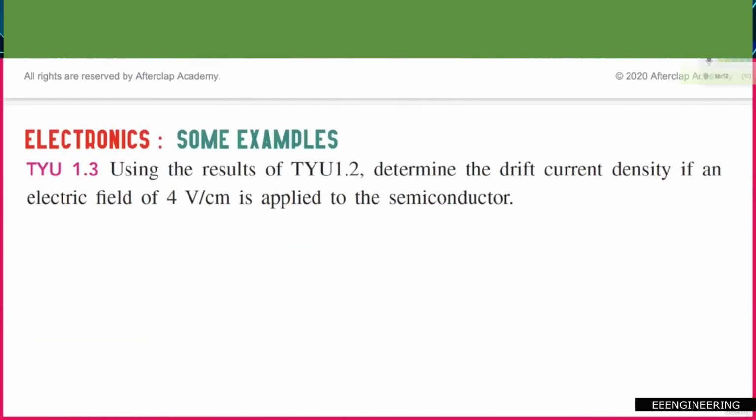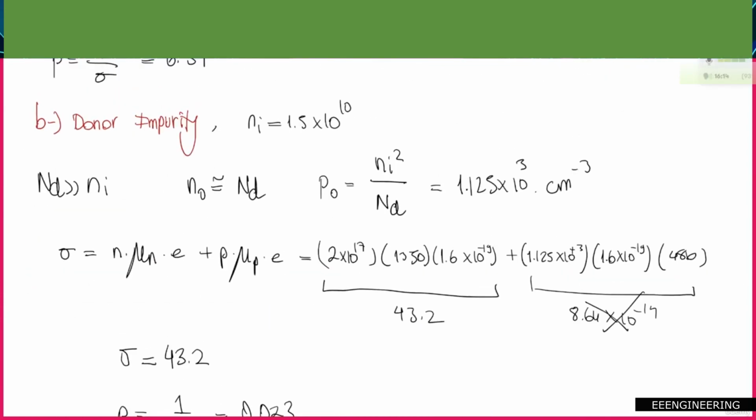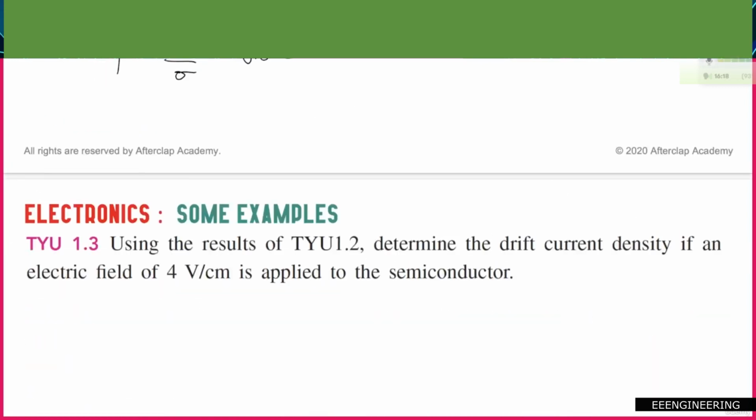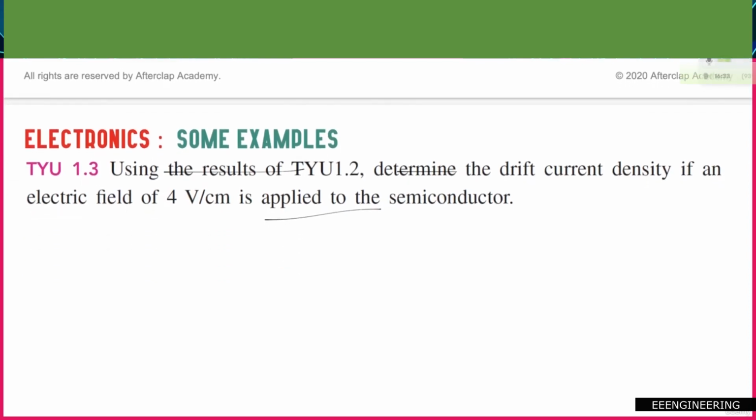In the next question, I was going to end this problem solving part right here because we also have 3 more questions, so it would be fair to split up the 2 videos equally. But I noticed that question 3 says, using the results of the second question, determine the drift current density if an electric field of 4 volts per centimeter is applied to the semiconductor. This is a really easy example, actually.